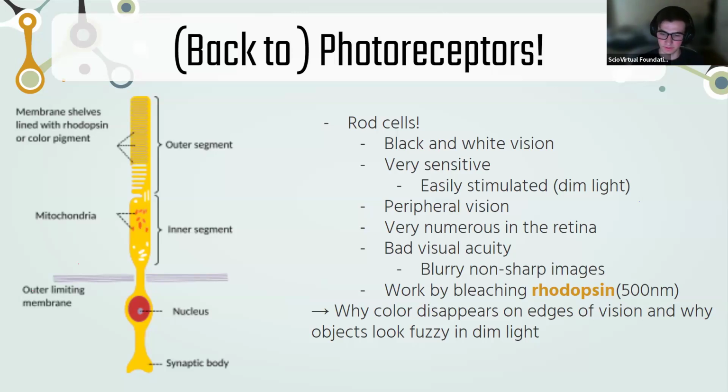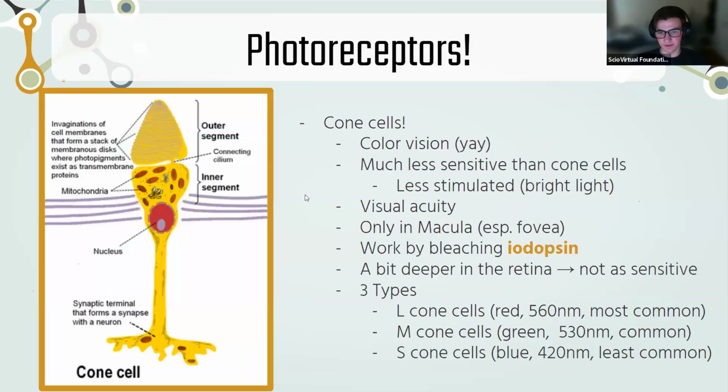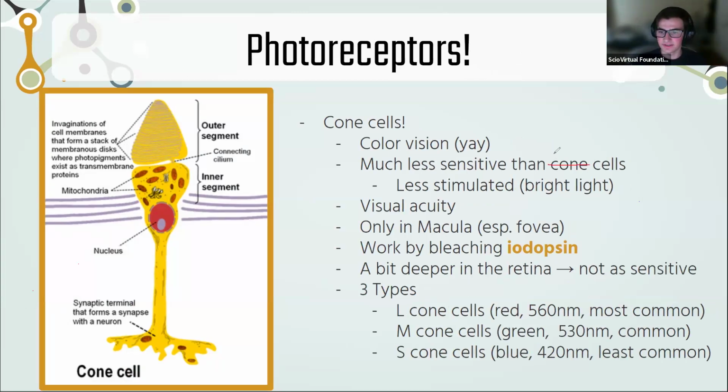The visual pigment for rod cells is called rhodopsin, and it is bleached the best at 700 nanometers. That's an important fact that we'll look at later. Next are cone cells. Cone cells are the ones that are responsible for your color vision, and they're a lot less sensitive than rod cells.